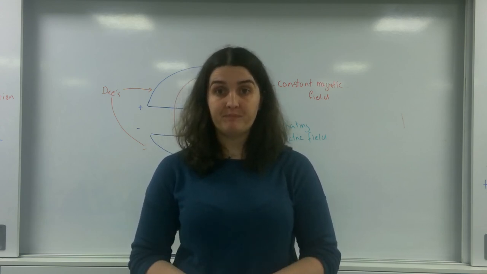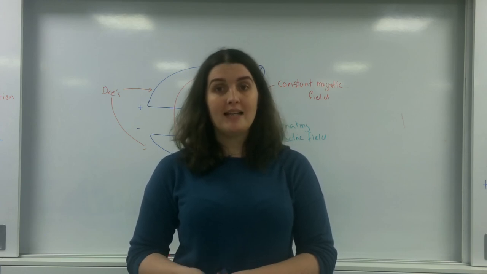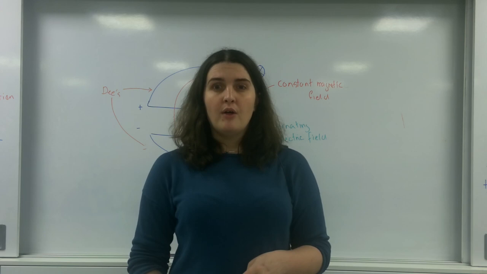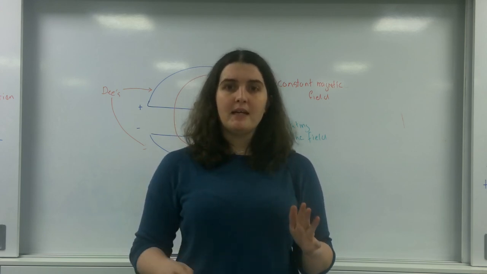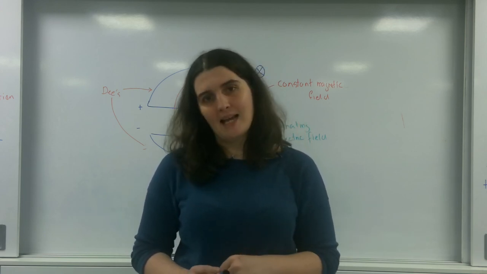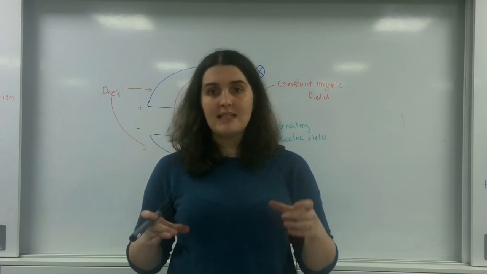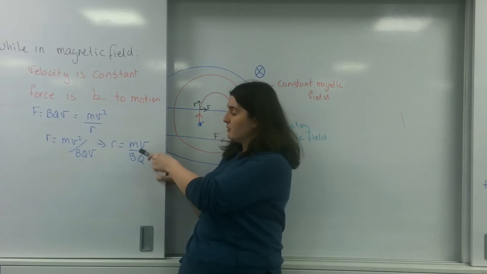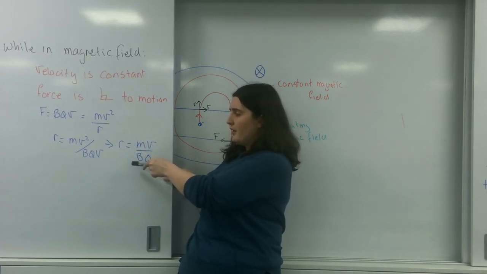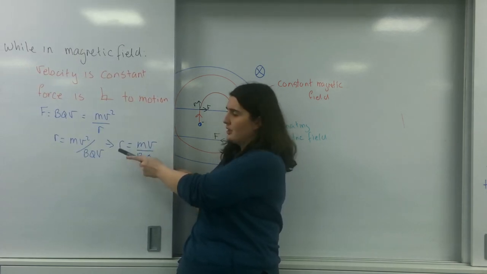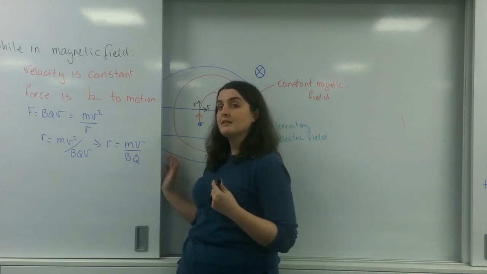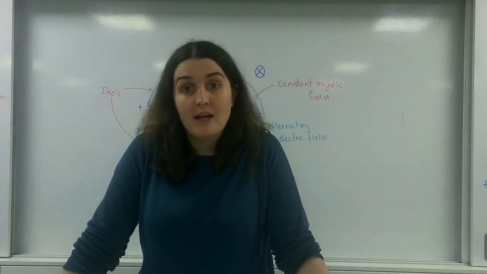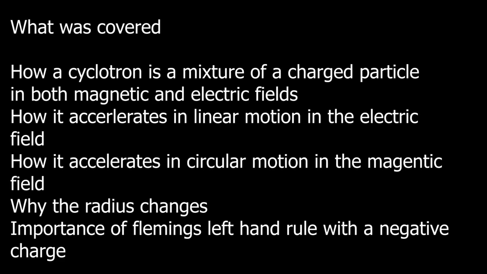What you need to just be aware of is that while in the Ds themselves, the magnetic field is constant. So it will move in a lovely circular motion. The only reason the radius gets bigger is because it accelerates in that gap in between. When it enters those Ds again, it has a new velocity, which means because the mass hasn't changed, the charge hasn't changed, the magnetic field hasn't changed, the only thing left to change is the radius. So that there is the physics behind a cyclotron.